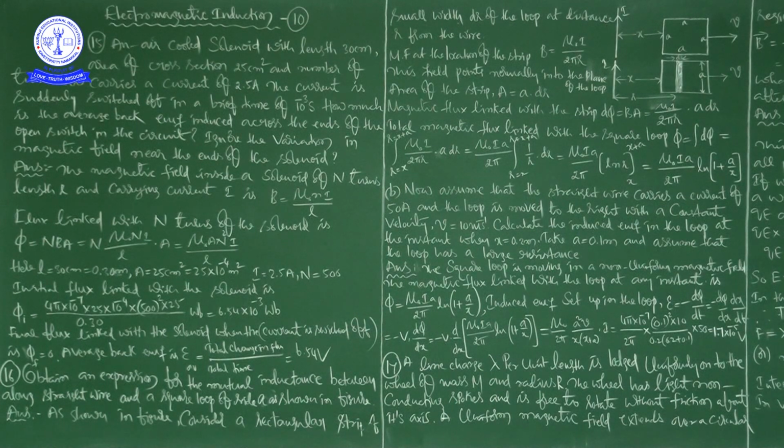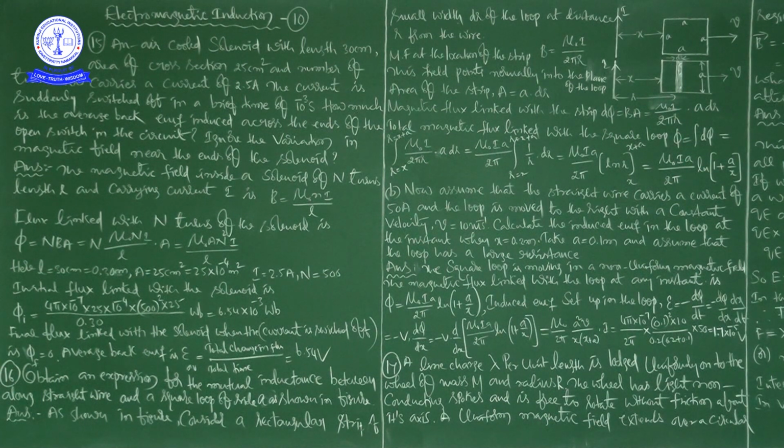Now, assume that the straight wire carries a current of 50 amps, and the loop is moved to the right with a constant velocity, v is equal to 10 meters per second. Calculate the induced EMF in the loop at the instant when x is equal to 0.2 meters. Take a is equal to 0.1 meter and assume that the loop has a large resistance.